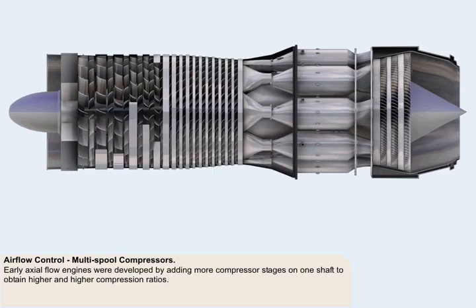The design of early axial flow engines was developed by adding more compressor stages on one shaft to obtain higher and higher compression ratios. Unfortunately, having many compressor stages on one shaft makes it increasingly difficult to retain the engine's operational flexibility in terms of being able to operate it over a reasonable RPM range.